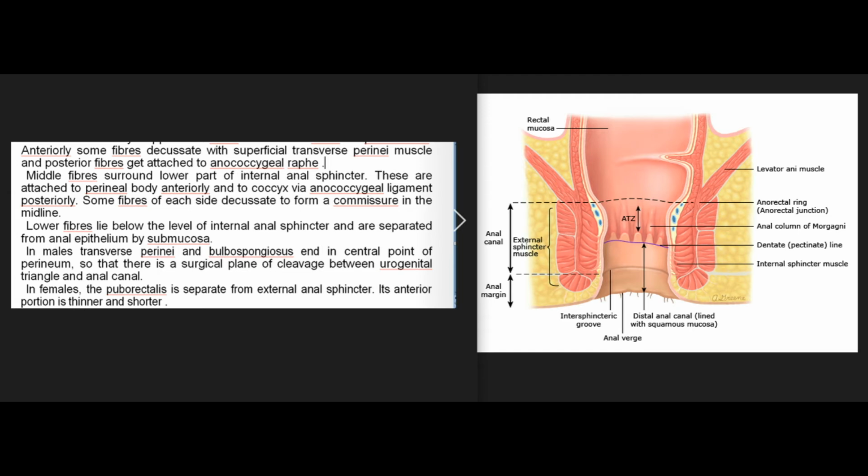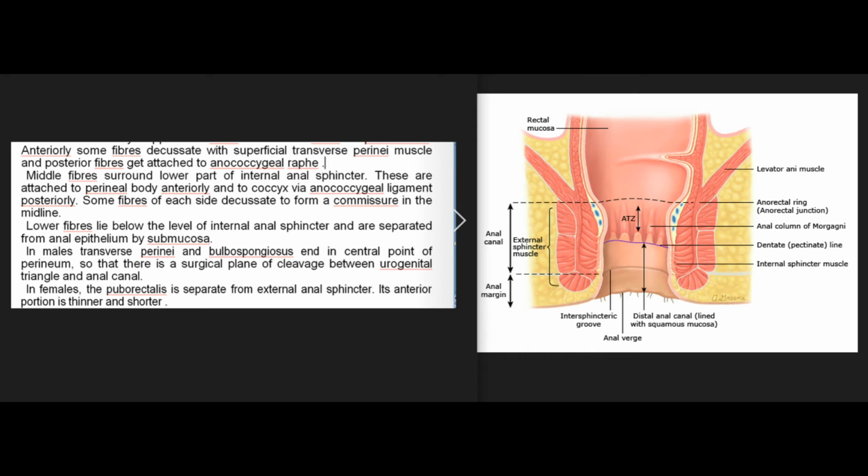Some fibers of each side decussate to form a commissure in the midline. Lower fibers lie below the level of internal anal sphincter and are separated from anal epithelium by submucosa. In males, transverse perineal and bulbospongiosus muscles end in the central point of the perineum, so that there is a surgical plane of cleavage between the urogenital triangle and the anal canal.